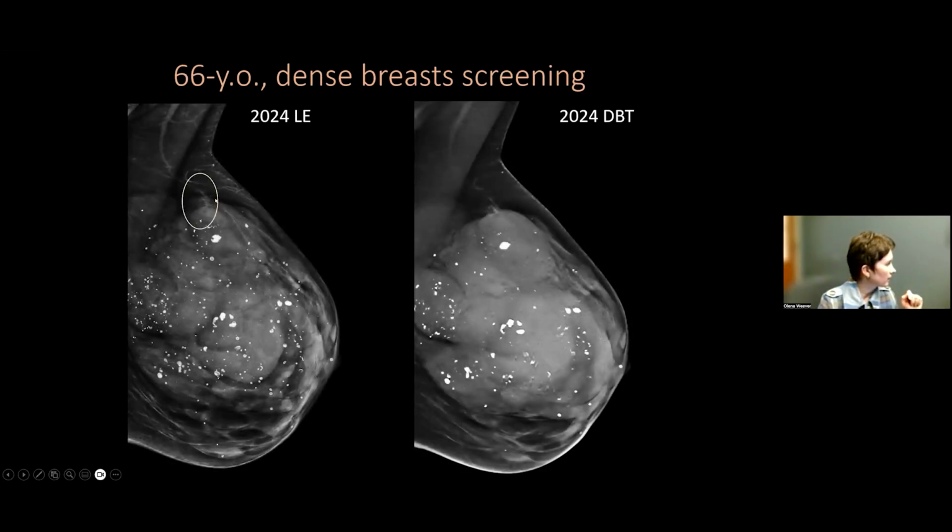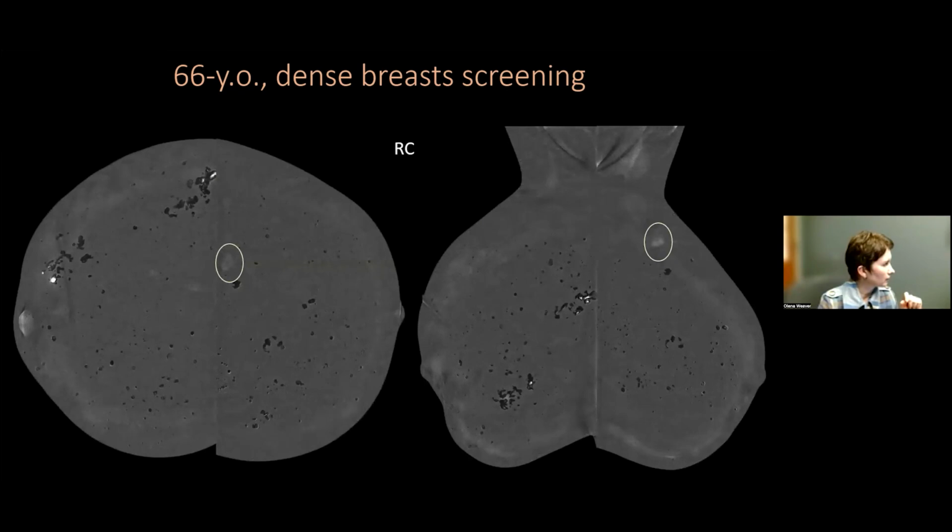So very faint, maybe architectural distortion or asymmetry in the left upper breast. On DBT, I wouldn't say that it's something definite. But again, when we're going back to our recombined images, it's very obvious that there is something there.